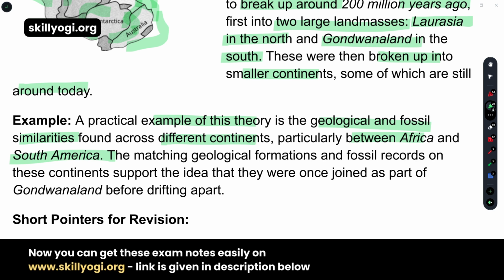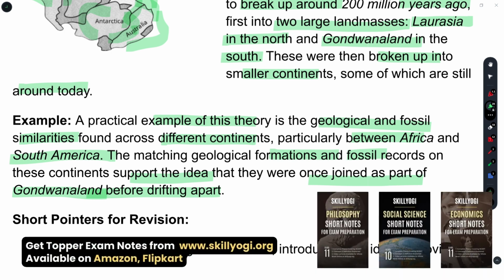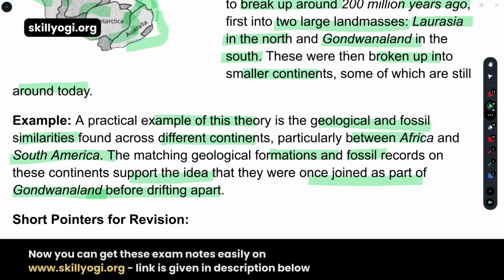The matching geological formations and fossil records on these continents support the idea that they were once joined as part of Gondwanaland before drifting apart, before going away from each other. Then we can understand that Gondwanaland was a joint portion between South America and Africa. So we have this information that the matching geological formations and fossil records support the idea that they were once joined as part of Gondwanaland before drifting apart.